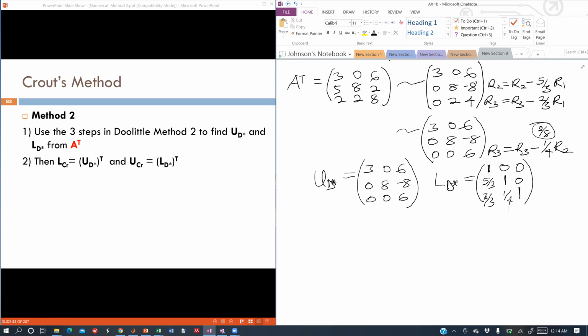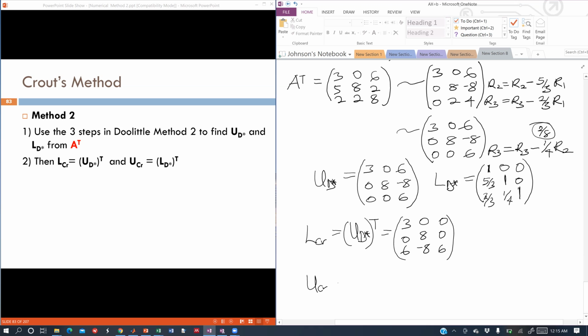So now, if you have followed from the previous approach, you can see that our lower triangular of the Crout is actually the transpose of the upper triangular of this special Doolittle, which gives us 3, 0, 6, 0, 8, -8, and then 0, 0, 6, which is the same as the previous one that we saw. In that same vein, our upper triangular of the Crout is given by the transpose of the special Doolittle lower triangular.